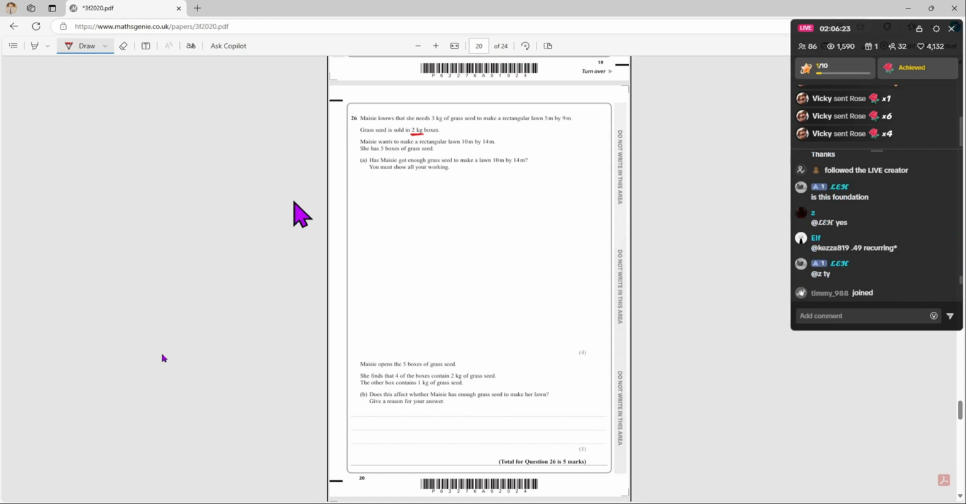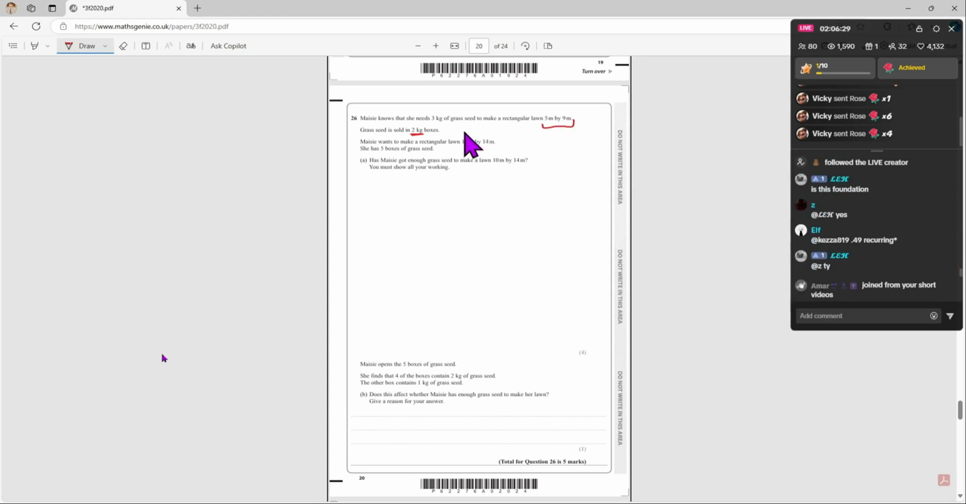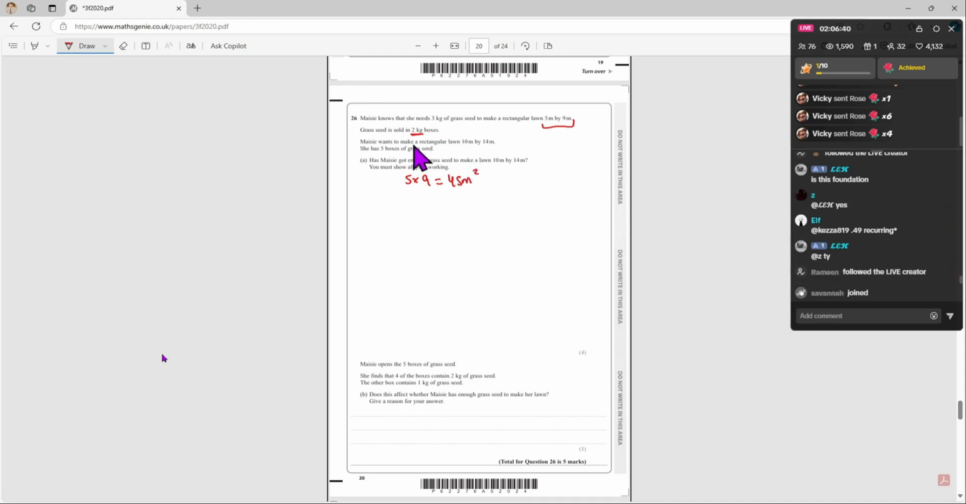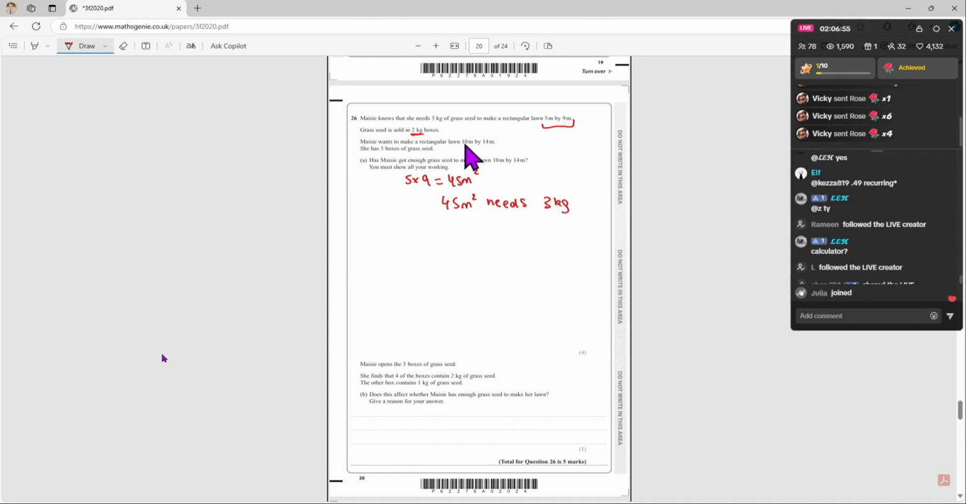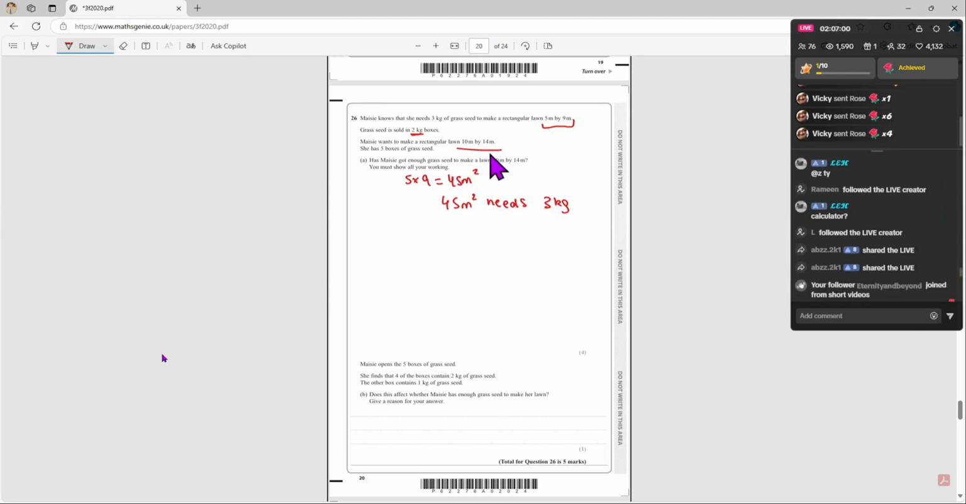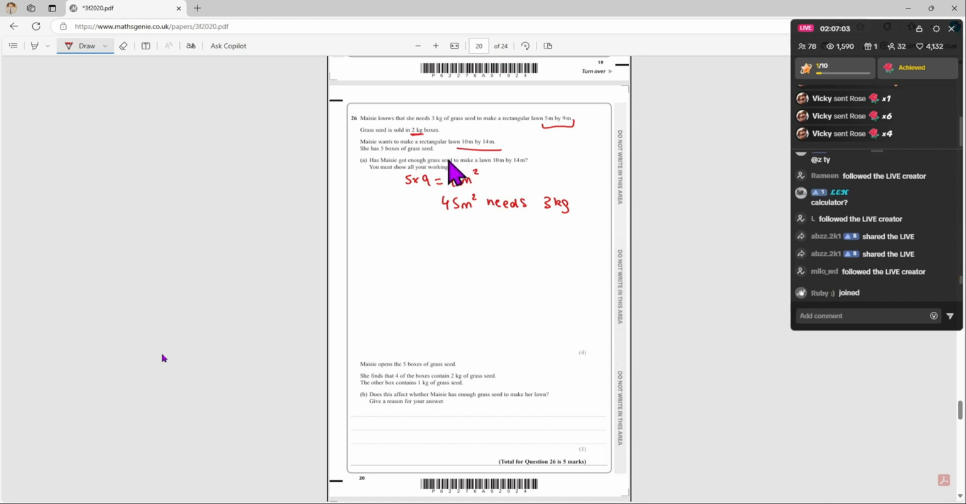So, first of all, we have to work out the area of this, so we can compare it to the area of this, okay? So we're going to do 5 times 9. That's going to be 45 meters squared. That is the area that requires 3 kg of grass seeds, okay? We know that, we worked that out. But on the other hand, she has 5 boxes of grass seeds and she has 10 times 14. 10 times 14 is 140.